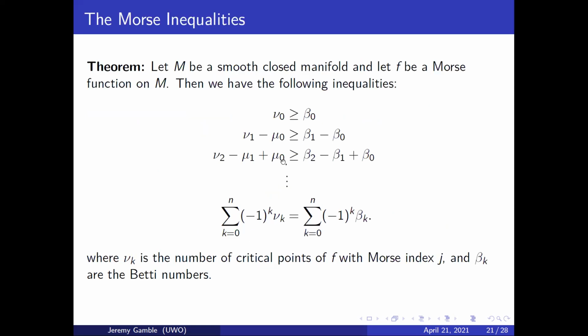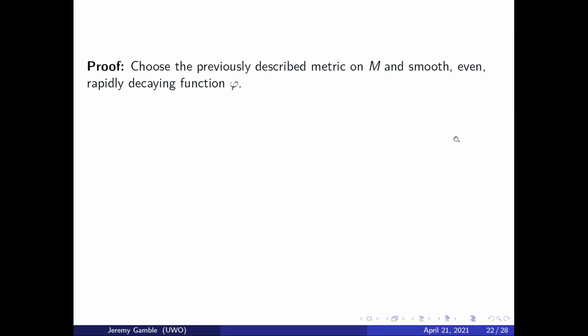Okay, so now we can finally get the Morse inequalities. So now we're going to finish the proof off. Again, the same typo is made here. These should all be nu's, no mu's here. So this is just exactly what I've written before. So let's get to the proof of this now.